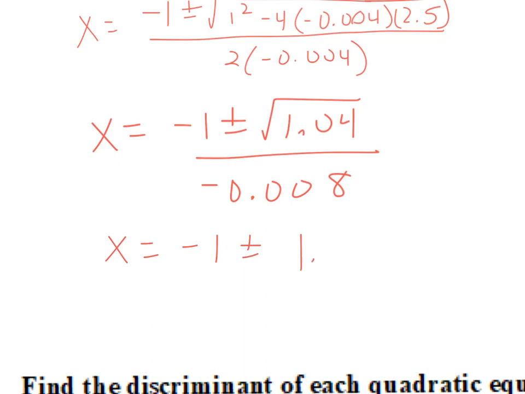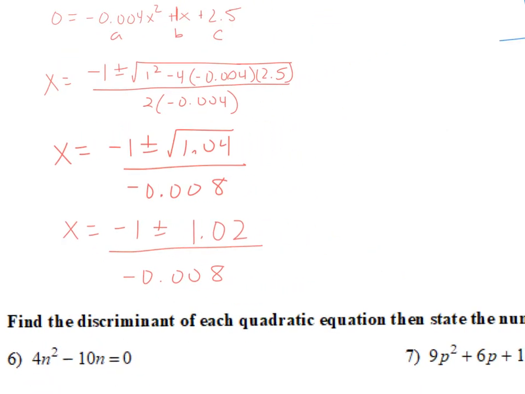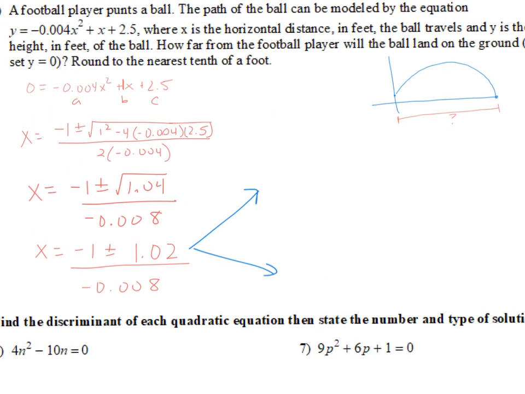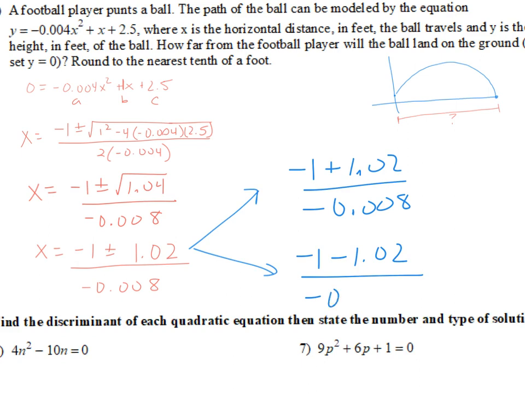I'm going to go ahead and round it to 1.02 just till we work it out a little bit, and then get your bottom here. Okay, so now we need to break it up into our 2 individual parts. So I have negative 1 plus 1.02, and I'm going to divide it by negative 0.008. And then I've got negative 1 minus 1.02, and I'm going to divide that by the negative 0.008.